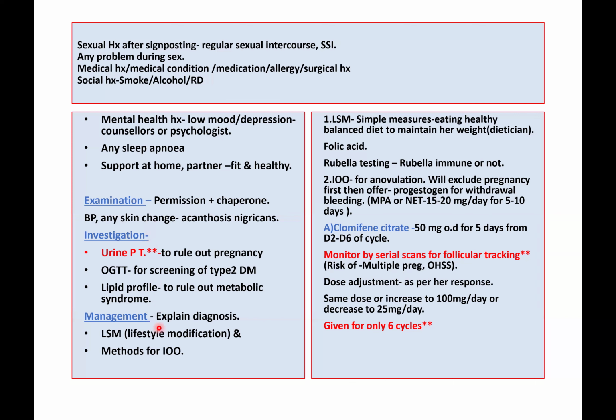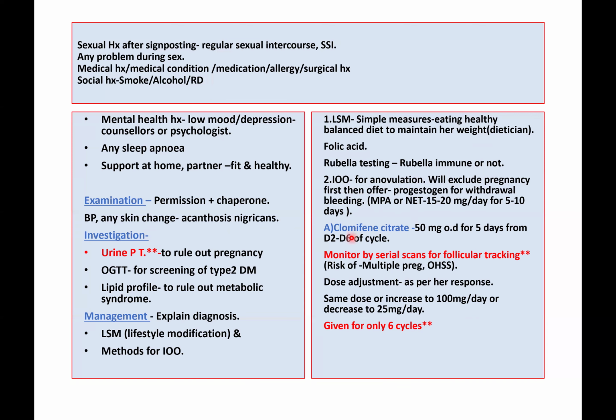Then coming to the management. I will explain the diagnosis to her, and we can offer lifestyle modifications and then discuss the methods for induction of ovulation. Simple measures like eating a healthy balanced diet to maintain her weight. For that, we can refer to the dietitian. She will continue taking folic acid if she's taking it. Rubella testing is important, whether she's rubella immune or not. Then for induction of ovulation, first I will exclude pregnancy, then offer progestogen for withdrawal bleeding. Medications given can be medroxyprogesterone acetate or norethisterone.